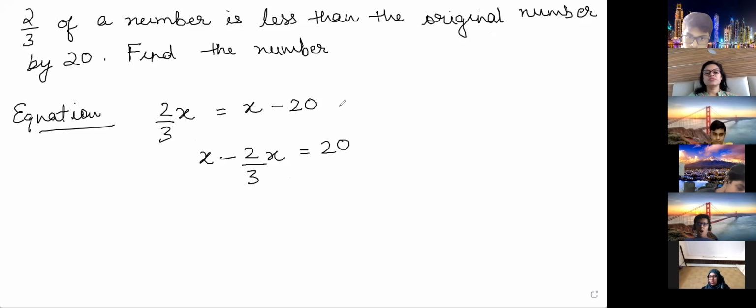So anyway, this is also correct. It is how you write the equation. The equation should be correct. Both are correct. x minus 2 by 3 x is equal to 20. Same thing. 2 by 3 of a number is less than the original number means the difference between the original number and 2 by 3 of the number is 20. That is your question. So if I make x together, make the LCM 3 and find out the answer. Give me the answer.